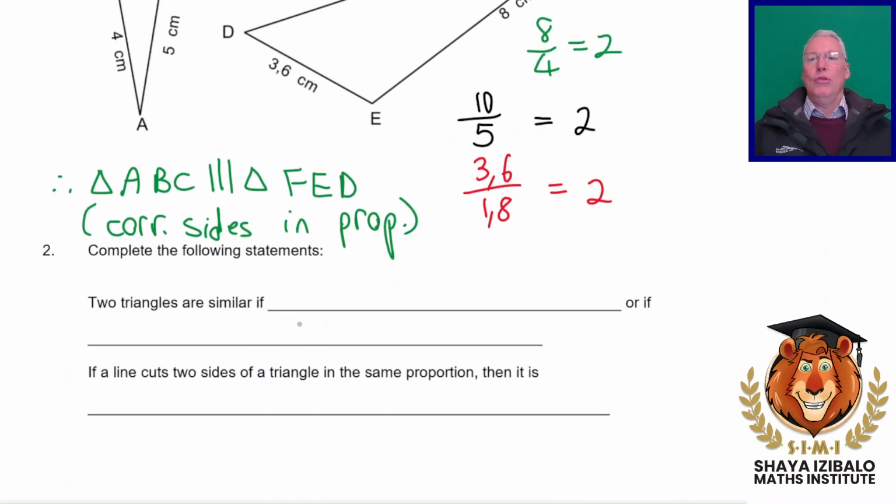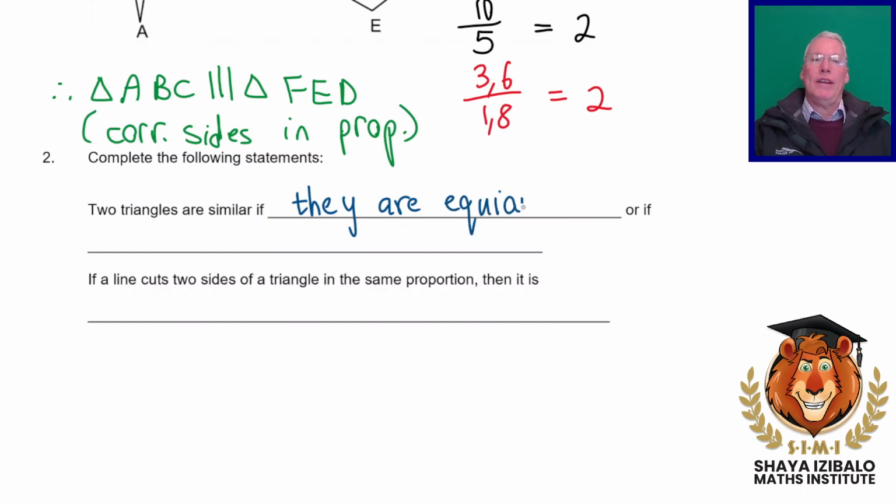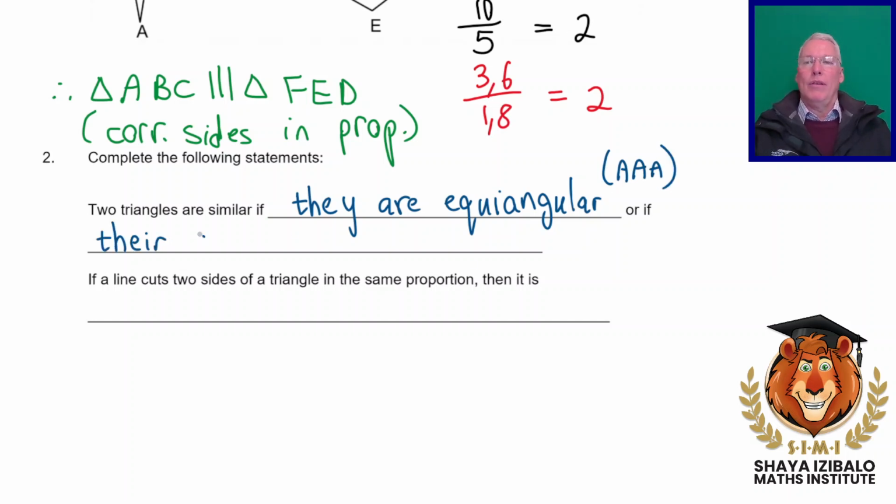Let's look at question 2. Again, if you haven't tried these questions, please pause the video first, then try them, and then let it play and see how you go. So two triangles are similar if they are equiangular. By equiangular, we are saying that they share the same size angles, right? And the shorthand for that would be AAA. Or if their corresponding sides are in proportion. Those are the two conditions for similarity.